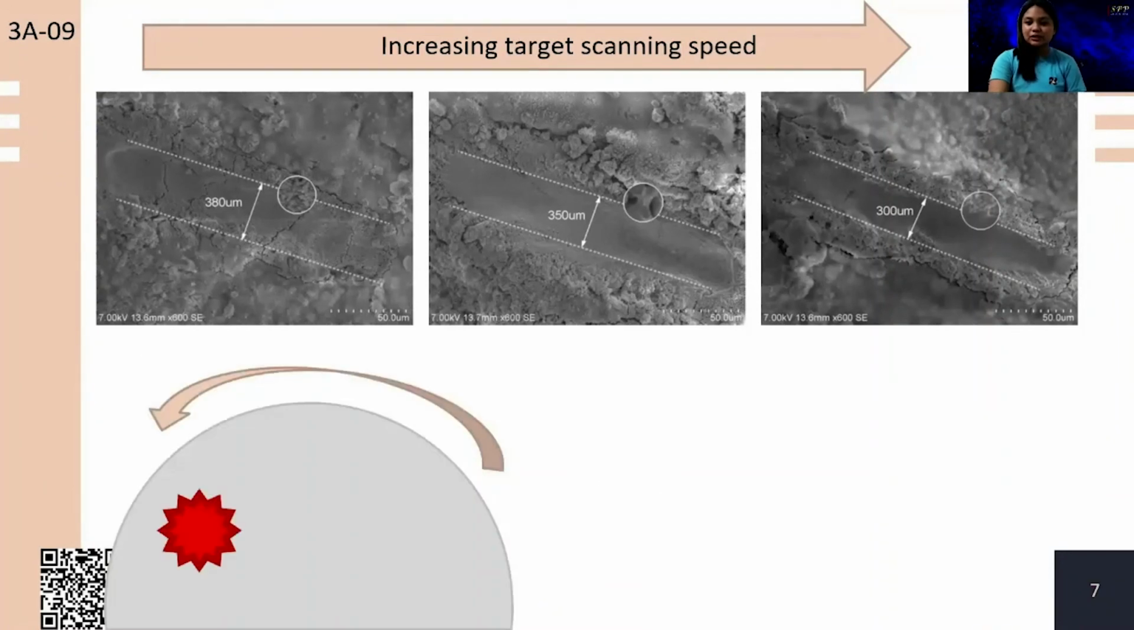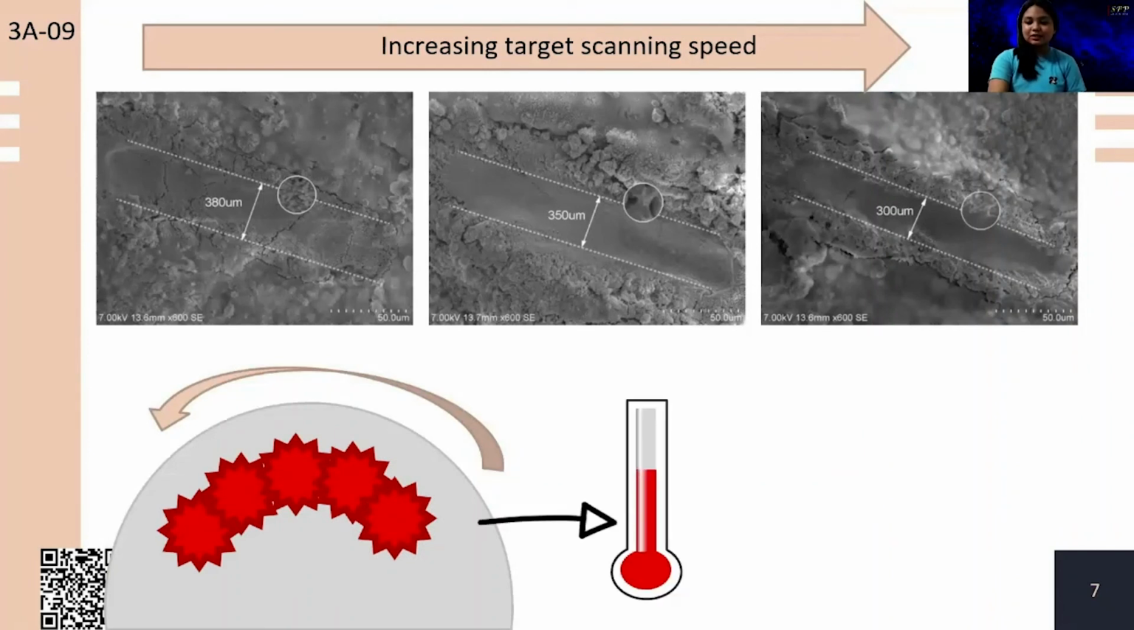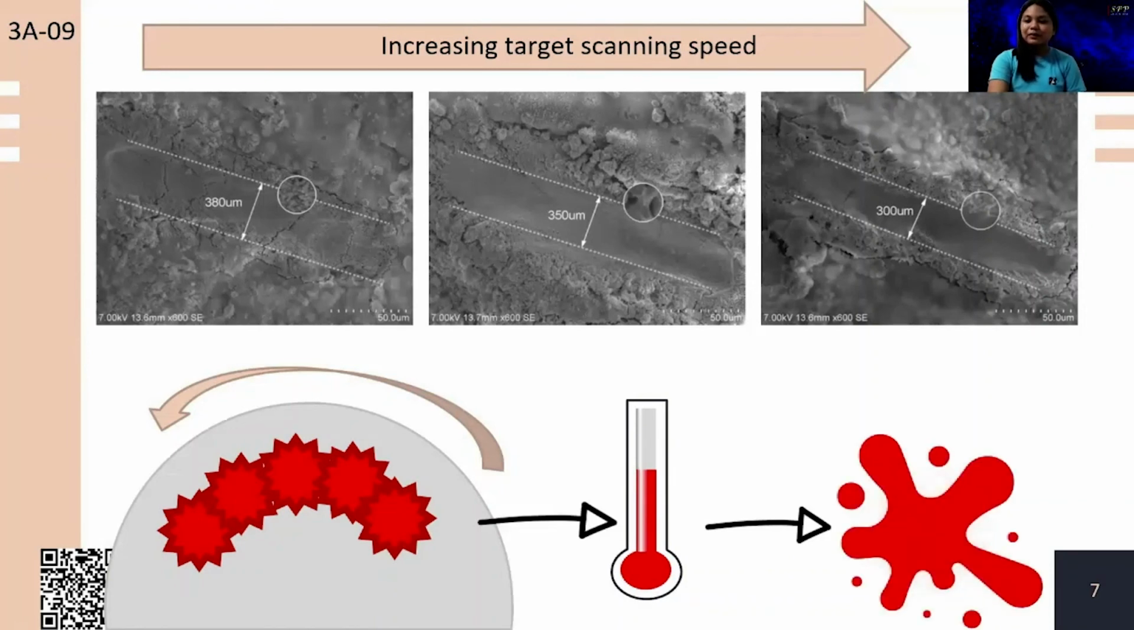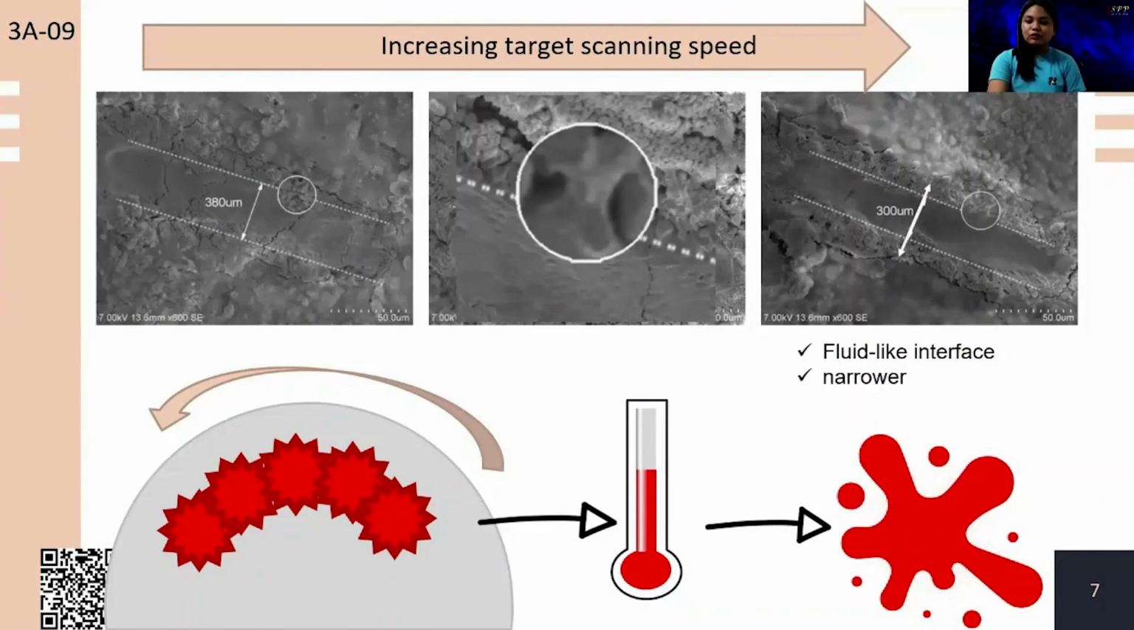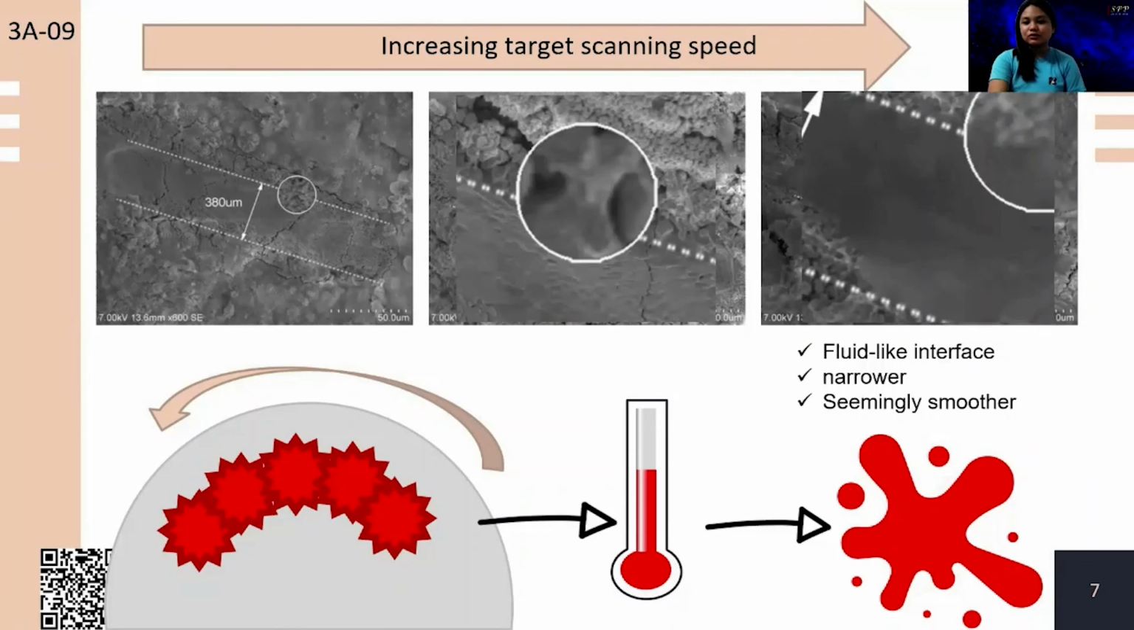At faster target rotations, the heated region from each pulse is more spatially displaced from the previous. Thus, there is less surface temperature achieved. So instead of ablating an entire area like this, only the central part of the heat-affected zone may reach the threshold temperature for ablation. The rest, especially the edges, will only experience onset ablation, or melting. This is seen in the fluid-like interfaces, the narrower grooves, and the seemingly smoother groove surfaces.